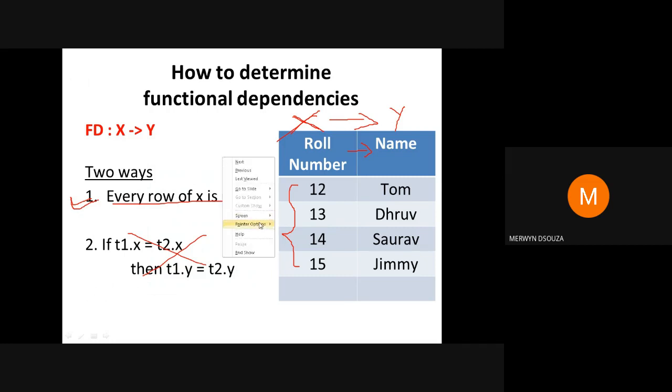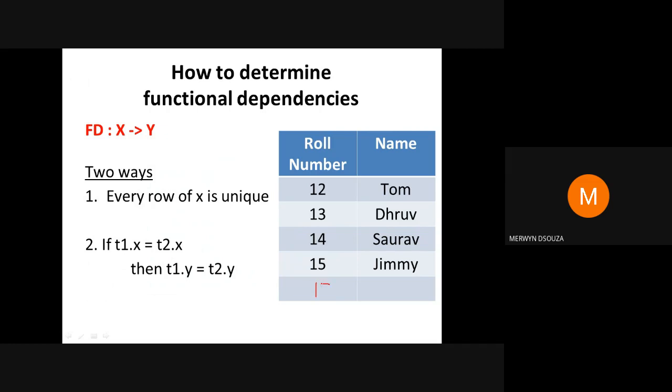But suppose we had one more roll number, 15, with say this as the name. First you check for this condition. When you check, you find that every row of X is not unique now. This is still X and this is Y. So every row of X is still not unique. So that time we go and check for the second condition.